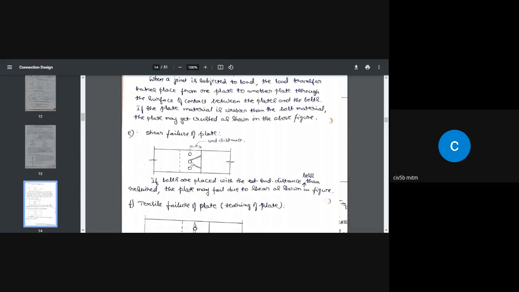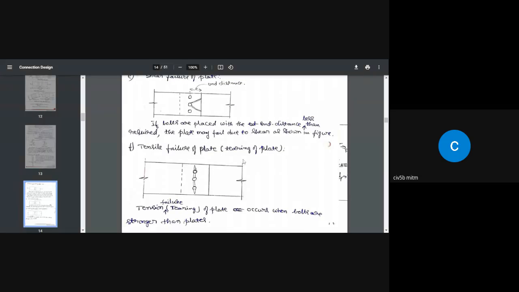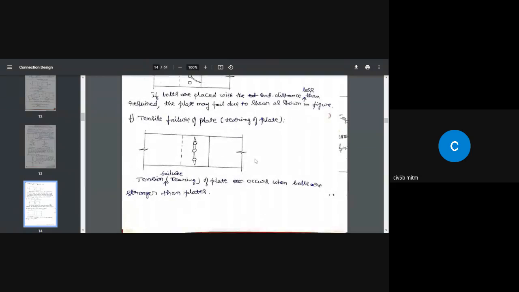Next, shear failure of plate. Look here. When you pull them apart, the plate may fail along this line. This is called shear failure. When is it going to happen? When we don't provide adequate end distance, that means we provide these bolts very close to the edge, then this kind of failure may happen. That's why the code specifies we have to maintain a certain minimum end distance and also a certain minimum edge distance. You will know what end distance and edge distance are in this class itself very soon.